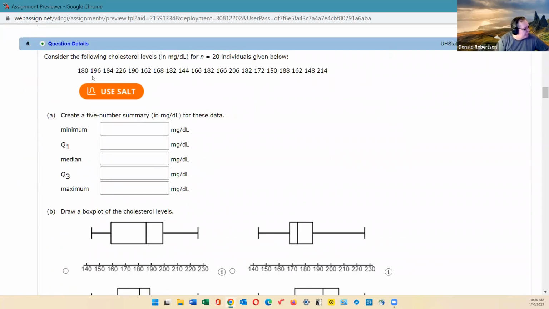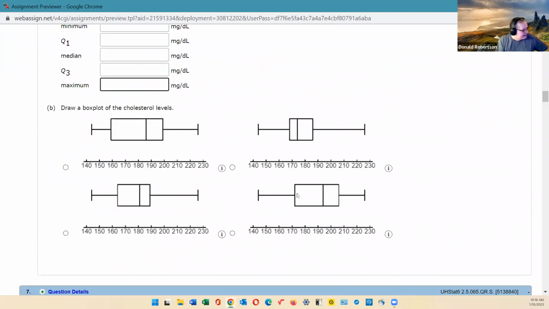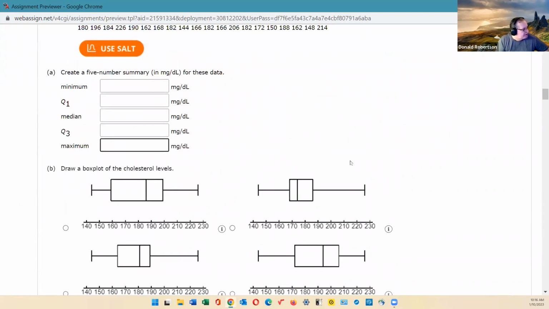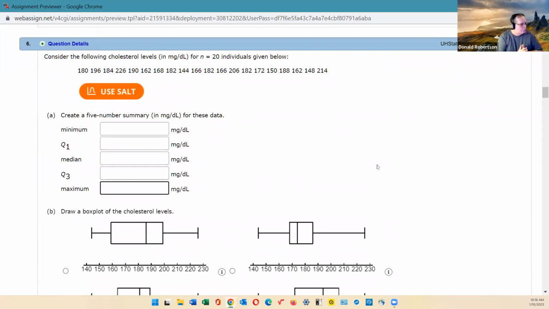Now, here is another data set. And these are the cholesterol levels of 20 individuals. And here is our 5-figure summary. And here is our choice of pictures. And we are going to use some software, which is even more efficient than the calculator. Because in the calculator, you have to type in all the numbers. When you use software, it already knows what the numbers are. You just need to know where to get the answer that you're looking for.